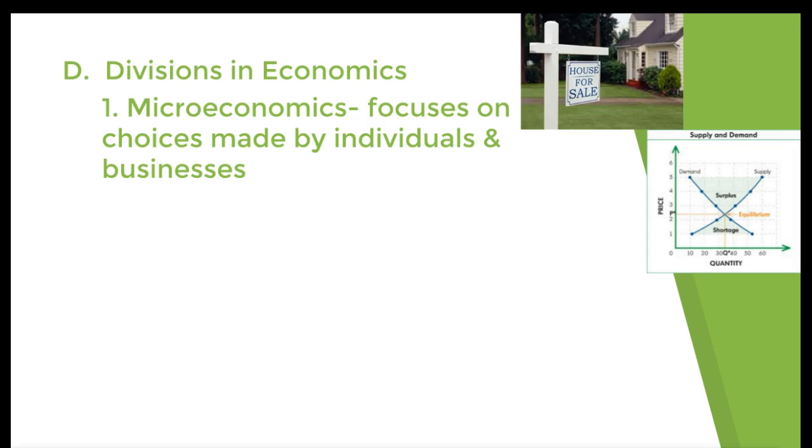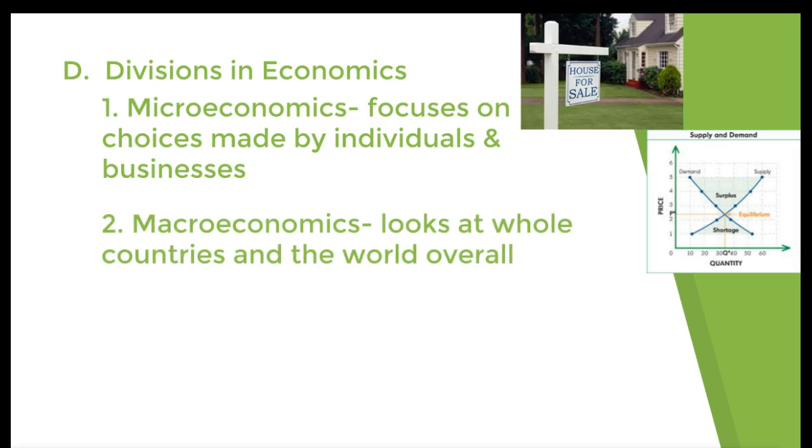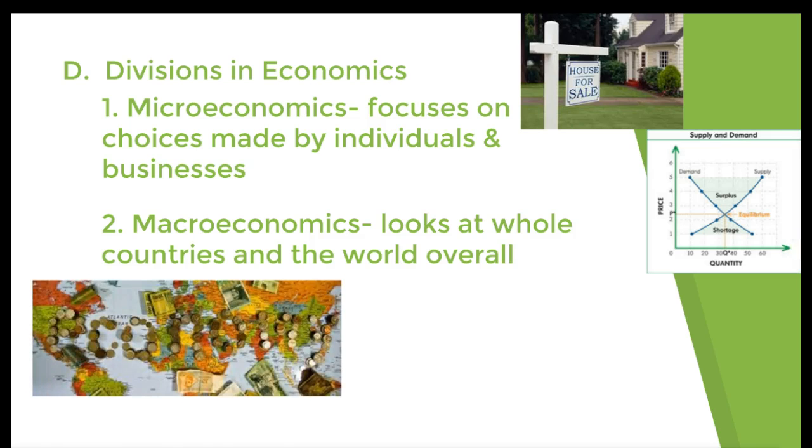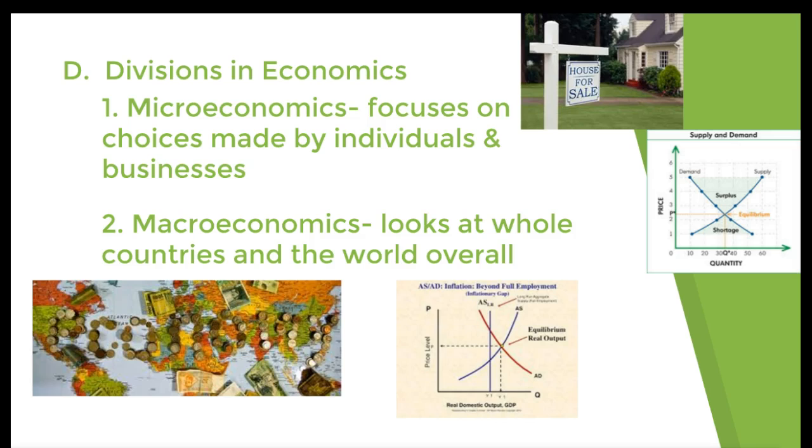It is not talking about all things that are possibly sold. So micro is looking at individual things, one little thing at a time. The demand of an individual restaurant in Broad Ripple, that is micro. Macro, on the other hand, looks at whole countries and the whole world overall. So we're looking at, for example, the exchange rate between different countries. We're talking about trade between countries. We're also talking about aggregate supply and aggregate demand.